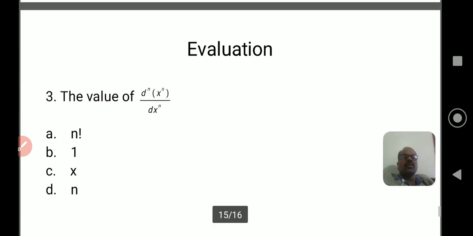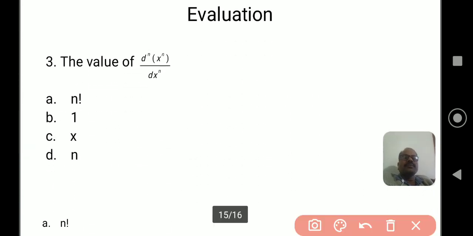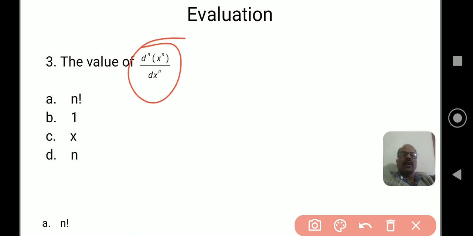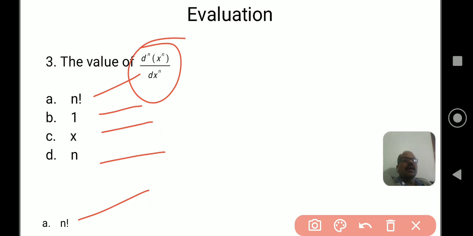We come to the third question. The value of the nth derivative of x to the power of n. I think it is a very simple result we discussed in the previous four slides. The options are: first, n factorial; second, 1; third, x; and fourth, n. Very clearly, the nth differentiation of x to the power of n is n factorial.